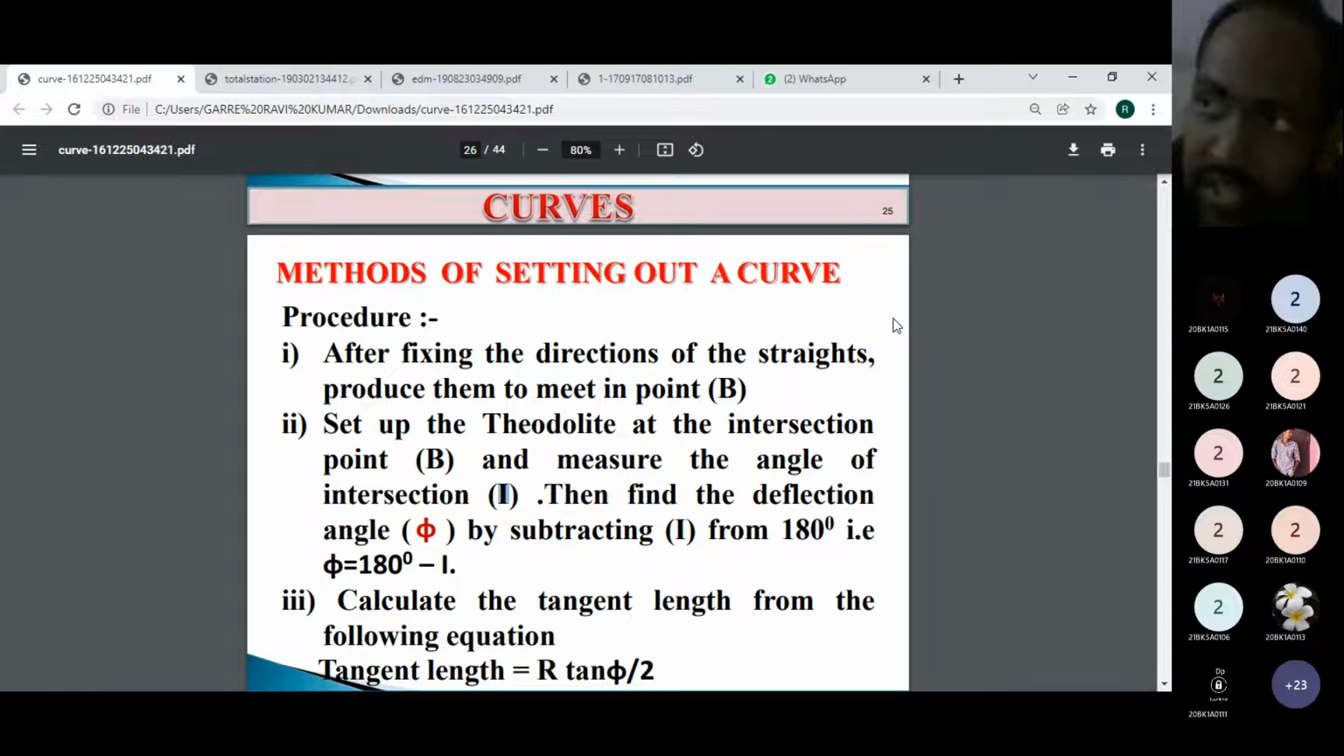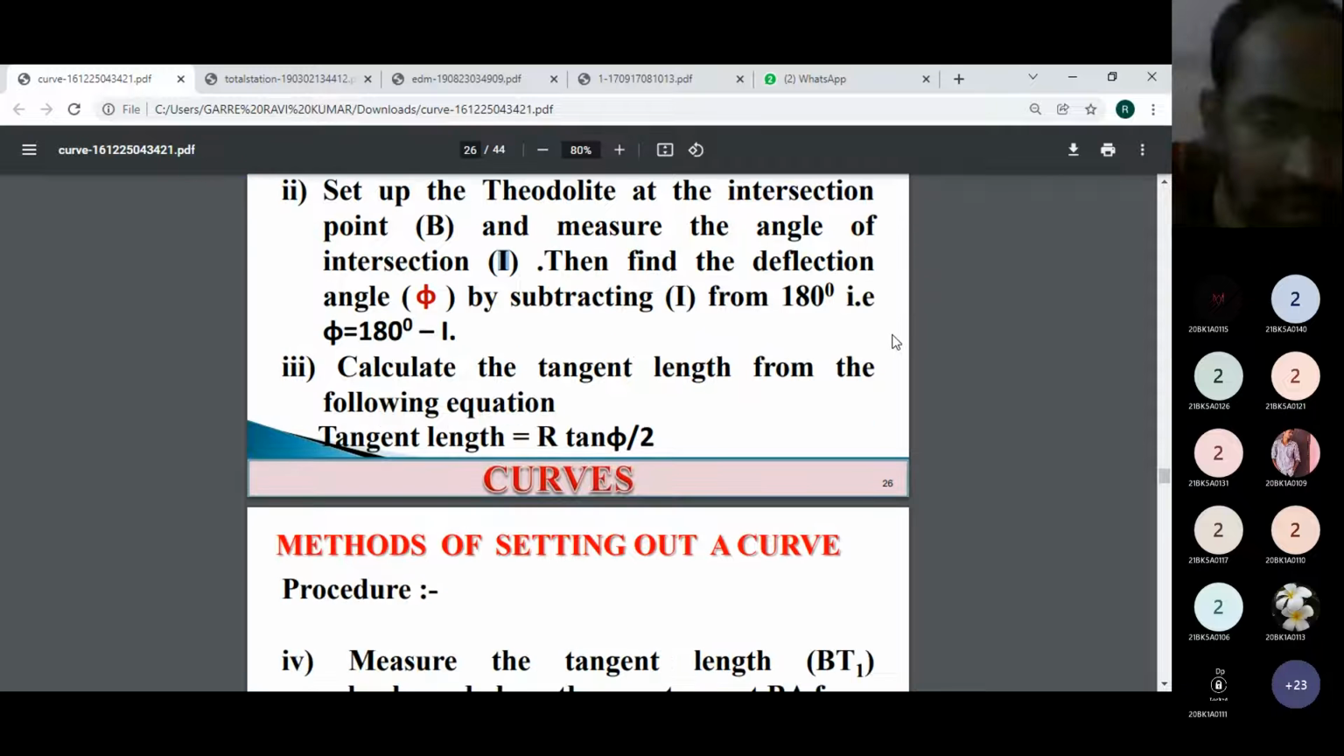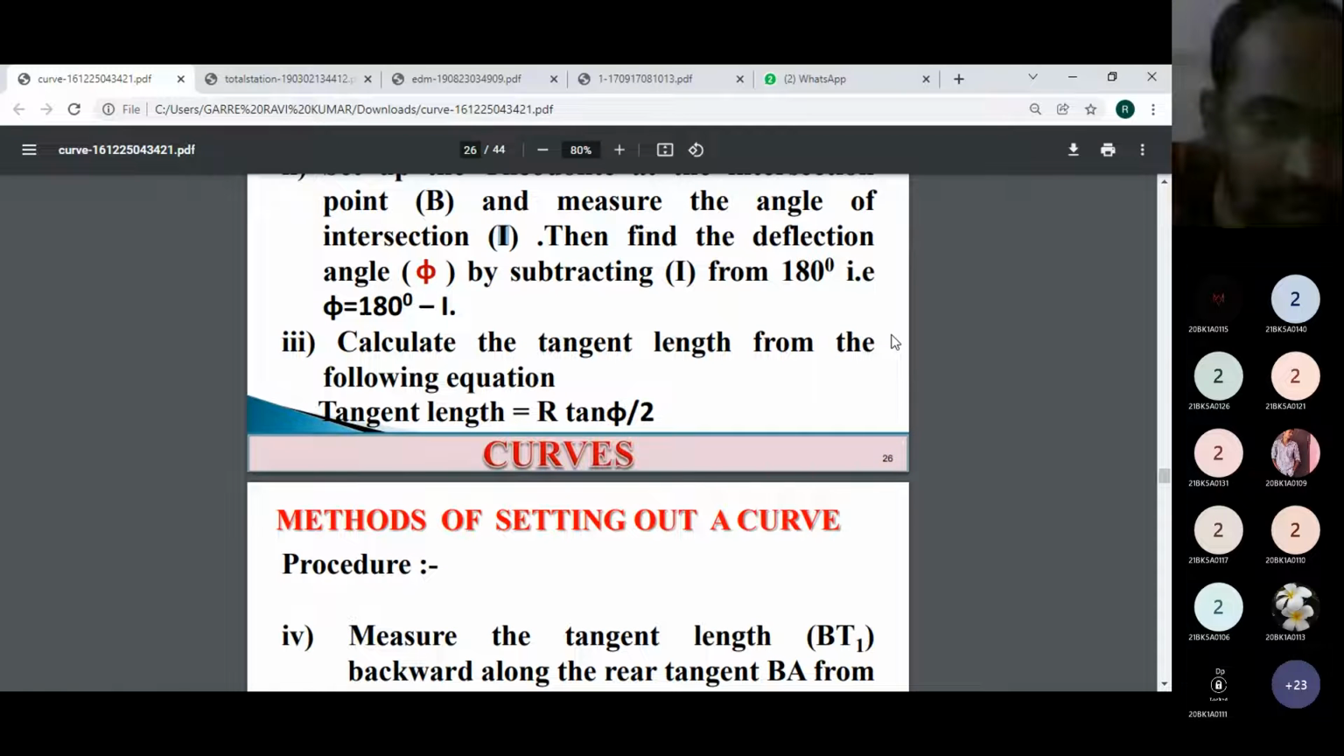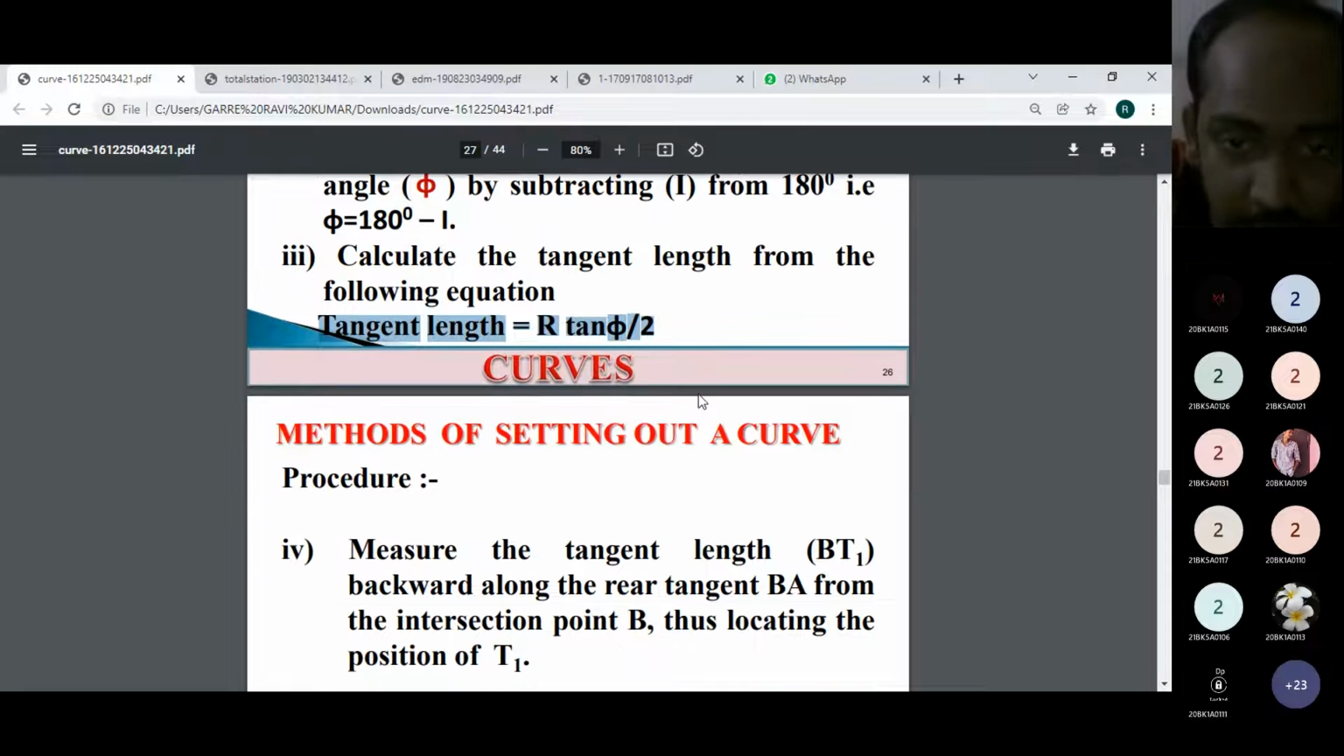By using the deflection angle we can project the previous line or first line. Up to this point we have calculated the deflection angle. After that, by using the deflection angle we can determine the tangent length, R tan Δ/2. By using this formula we can determine the tangent length, and then we can get the BT1 distance and BT2 distance.